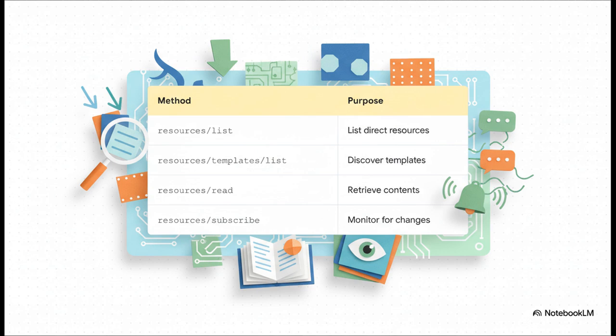It can read the data from a specific one to get the actual info. And this is cool. It can even subscribe to a resource so it gets a notification if something changes, like if a new event gets added to your calendar. It's really a complete toolkit for managing all this context.